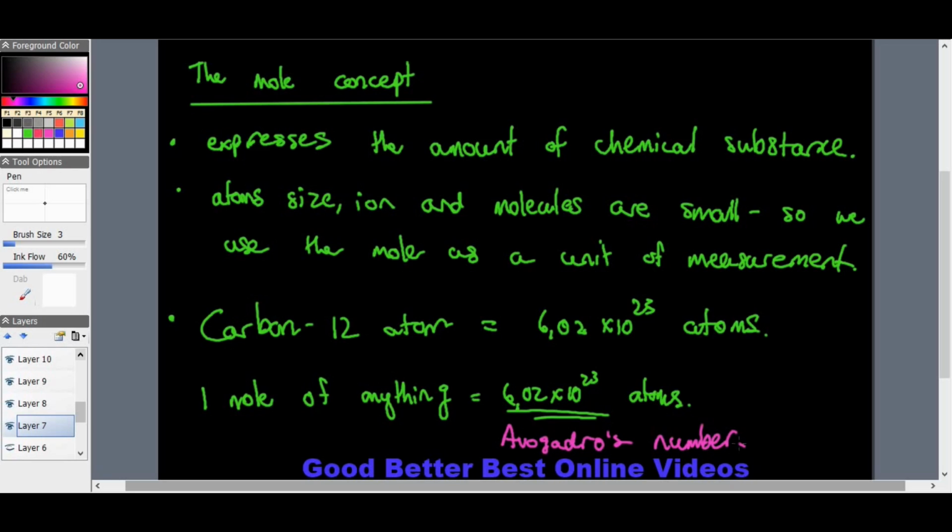Which is used as a symbol, capital N with a capital A as a subscript. It's known as Avogadro's number. If I had to write out Avogadro's number in full, I'd probably run out of board, because there are quite a few zeros. And the unit of the mole is written as MOL.